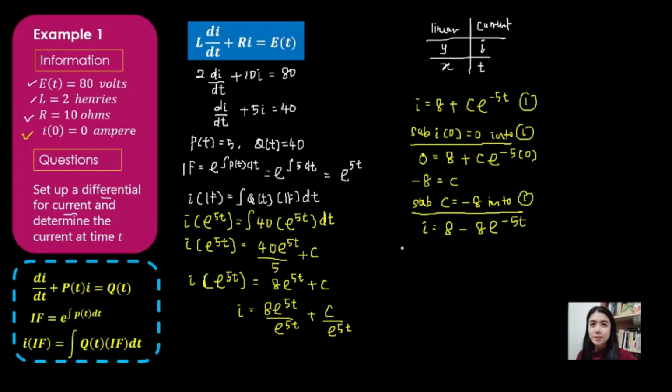So this is the mathematical equation for the current at time t. This is the one that we are looking for.